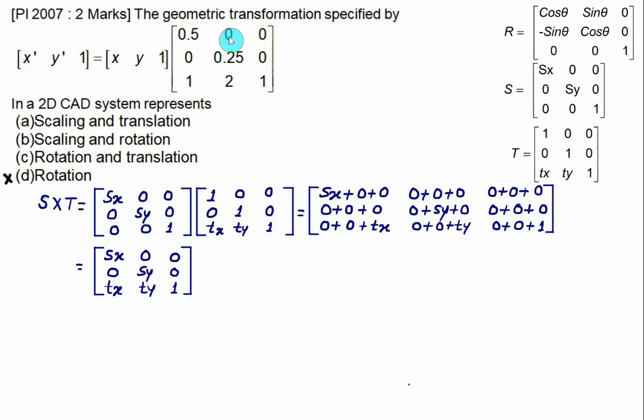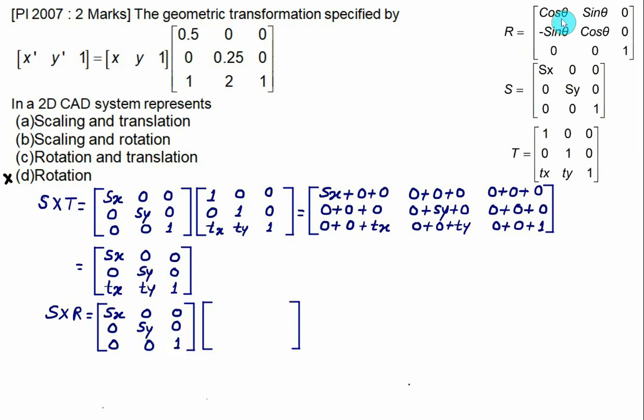So we have 0.5, 0, 0, 0.25, 1, 2 and 1. So this may be the probable choice, but we'll confirm here by taking the scaling and rotation. So we want to carry out the second choice here, scaling and rotation. This time we have scaling as sx, 0, 0, 0, sy, 0, 0, 0, 1.